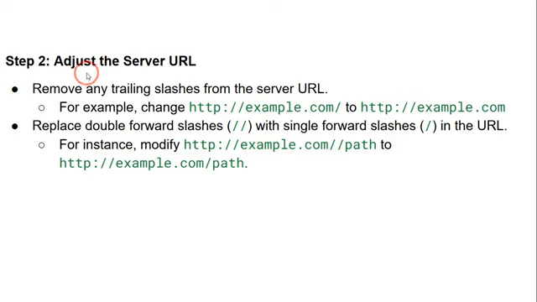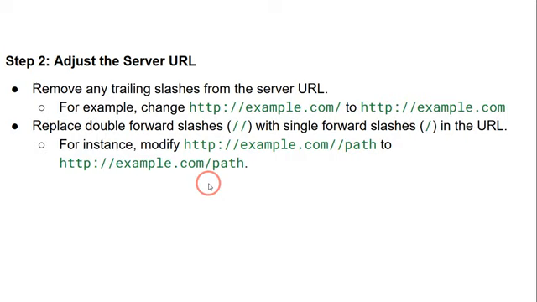In the next step, you need to adjust the server URL. Remove any trailing slashes from the server URL. For example, change this to this. You can see that over here we have the slash, so you need to remove it to check if it works or not. And now you need to replace double forward slashes with a single forward slash. For example, this is the URL, and here you can see that we have a double slash, so you need to replace this with a single slash.